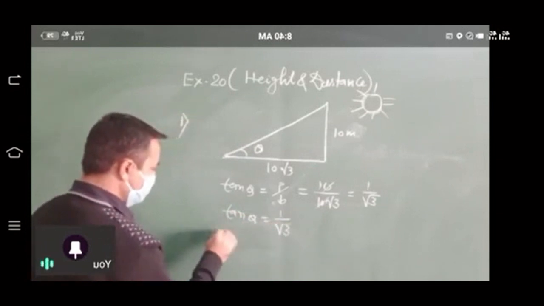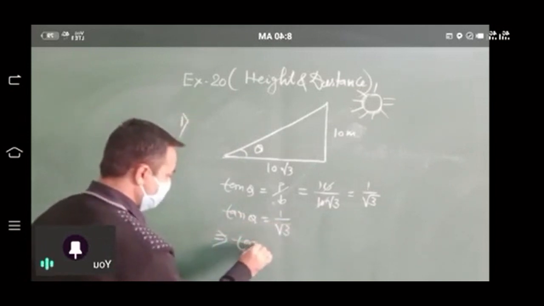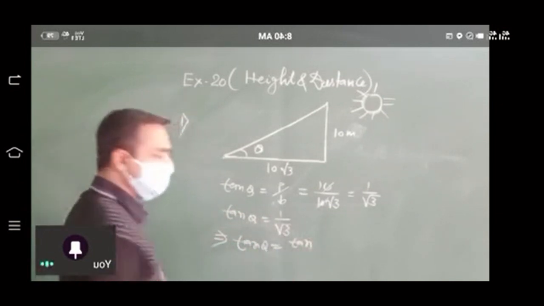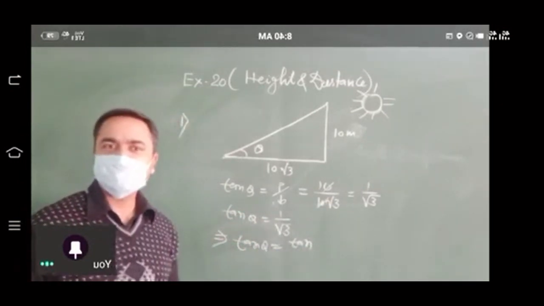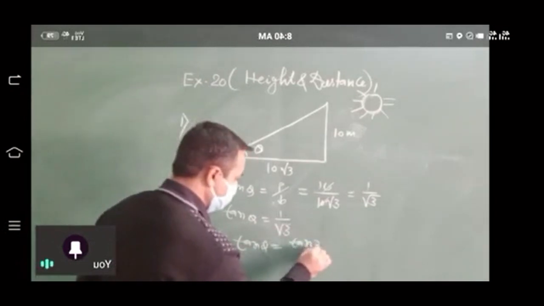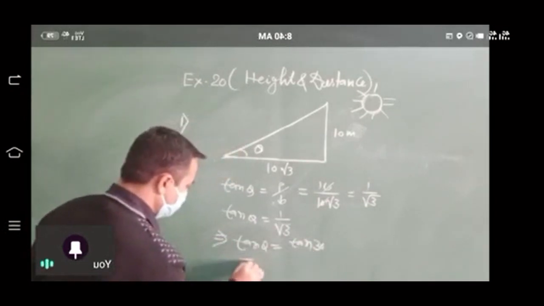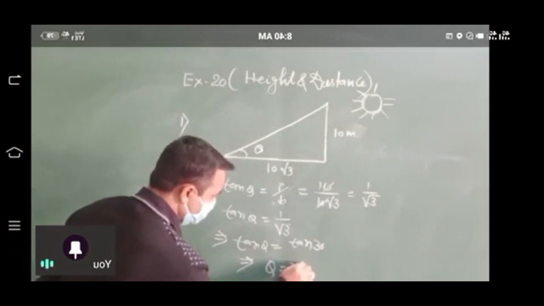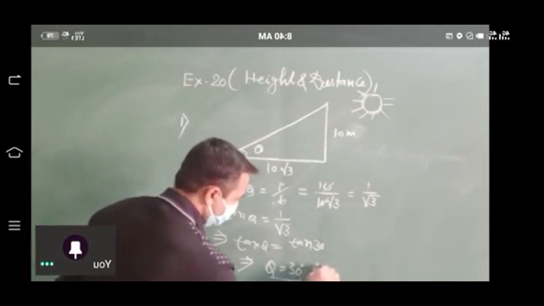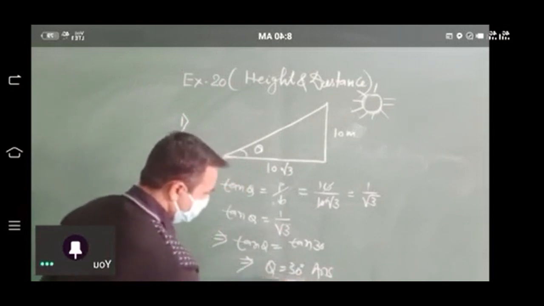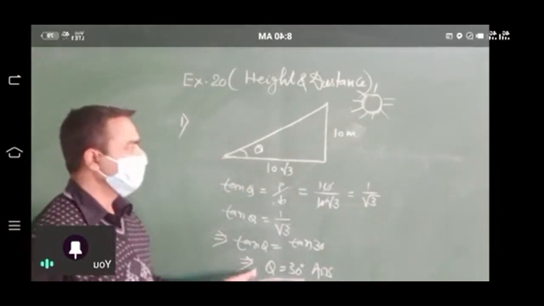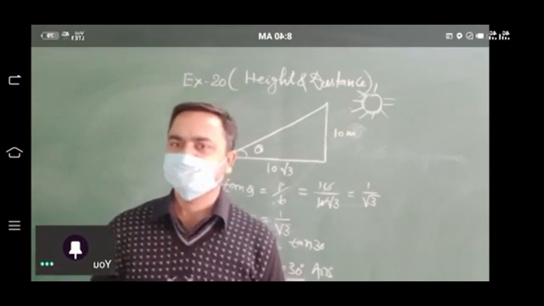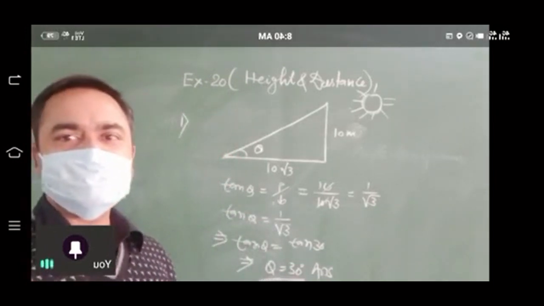This implies, for which angle is the value of tan theta equal to 1 upon under root 3? Tell me. 30 degree. 30 degree. So the answer is, the angle of elevation is 30 degree, and this is your answer. Here, this is your answer. The angle of elevation of the sun is 30 degree. Note down, students.